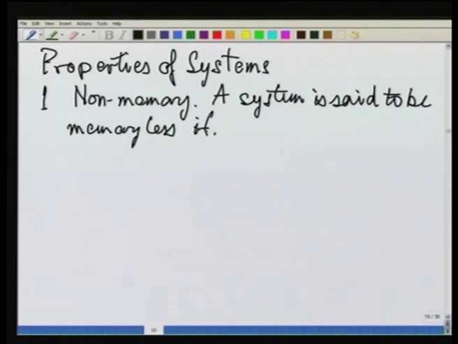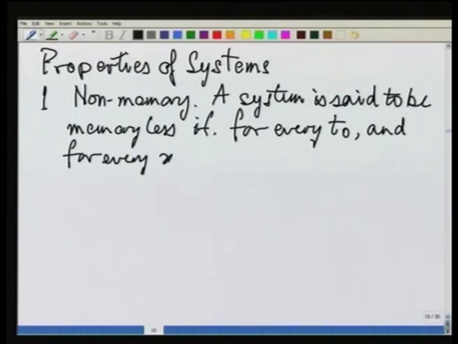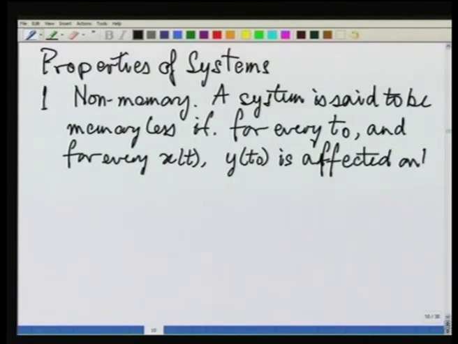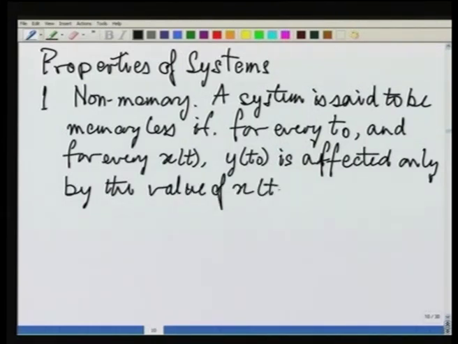if for every t naught and for every x(t), y(t naught) is affected only by the value of x(t naught). Let us understand what this means.